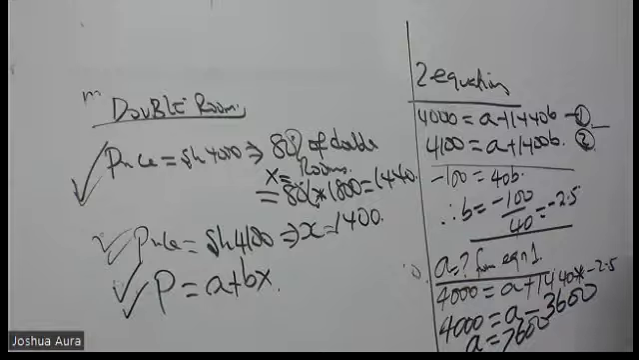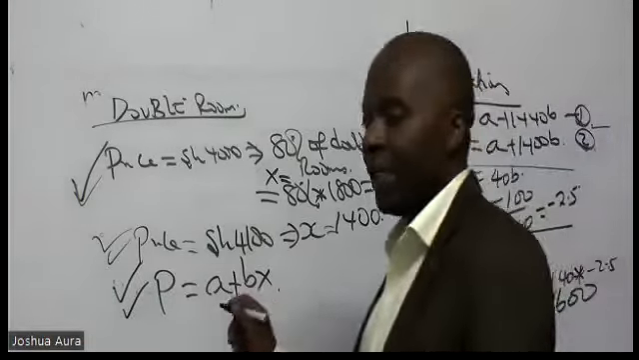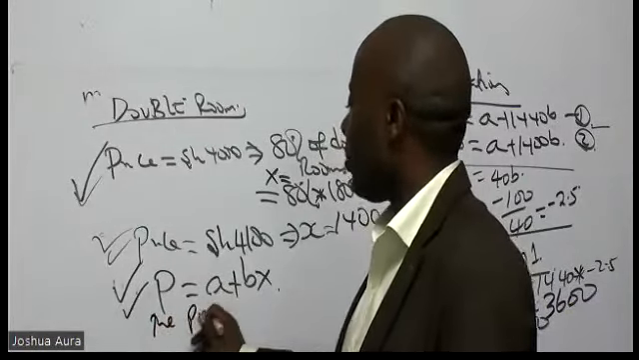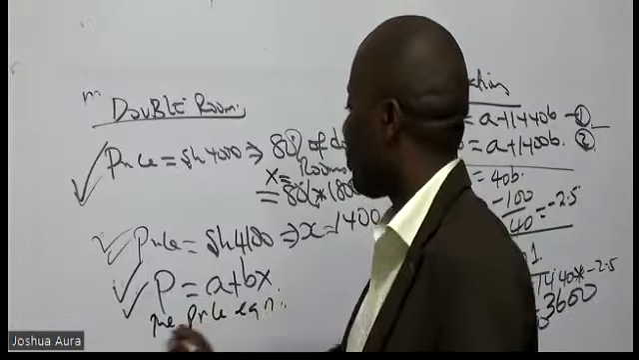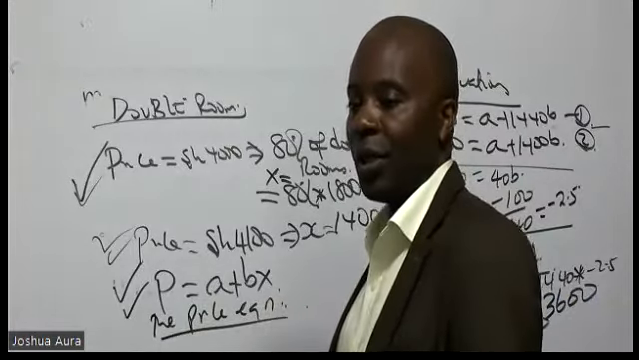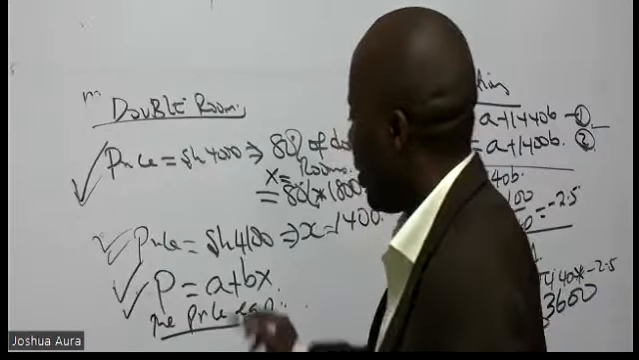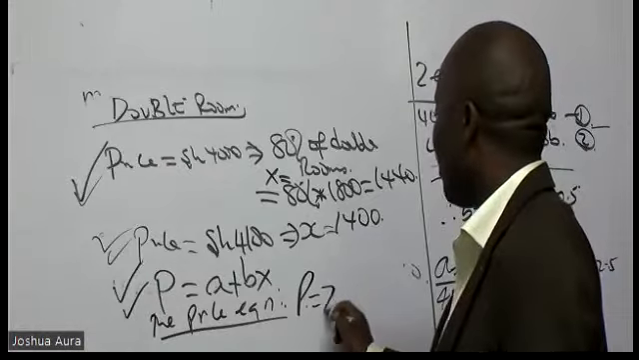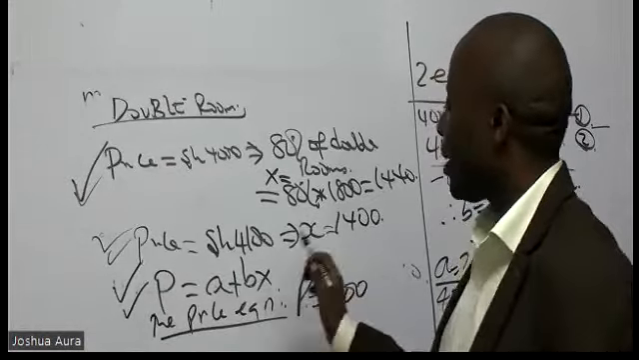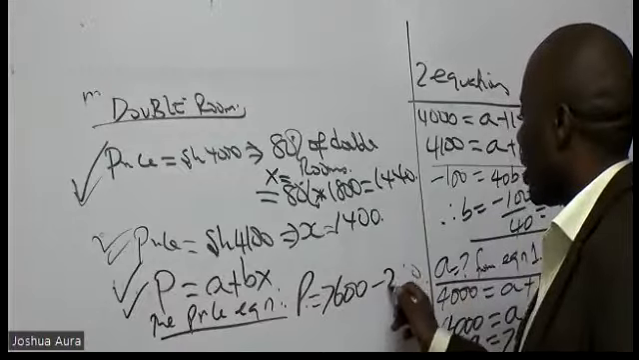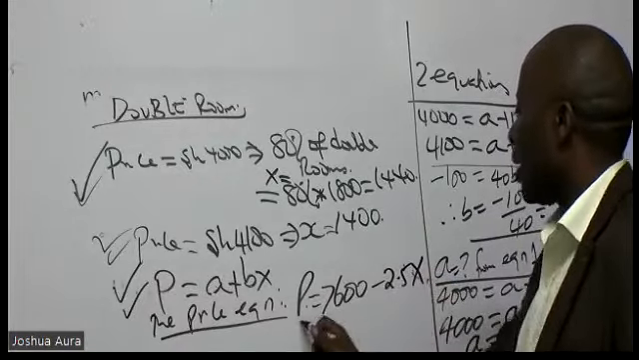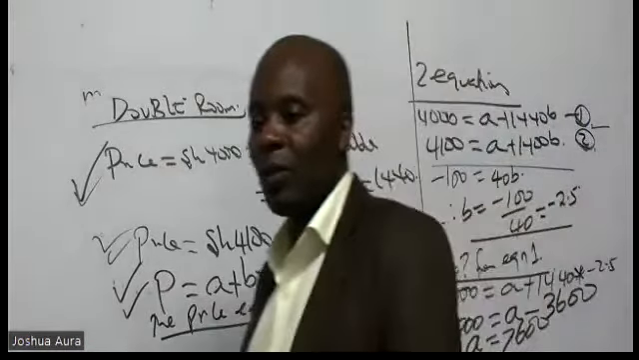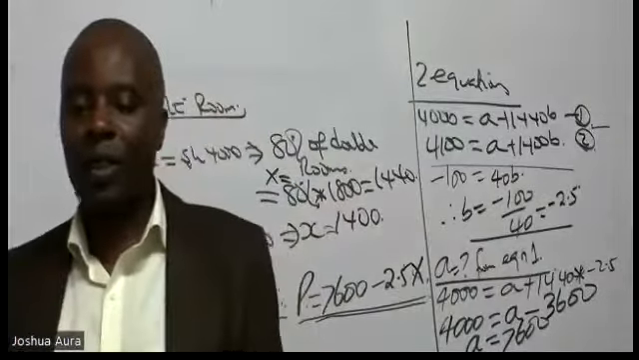So then my work tonight will be to write the price equation comfortably. The price equation: we already have A and we have B. So price equals A, which you guys have given me as 7,600, plus B. B itself is negative, so negative 2.5 X. That is the price function.